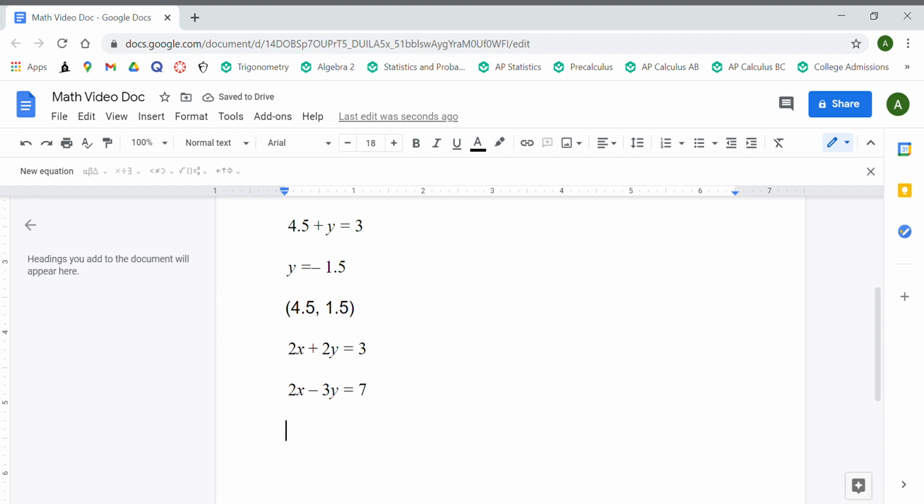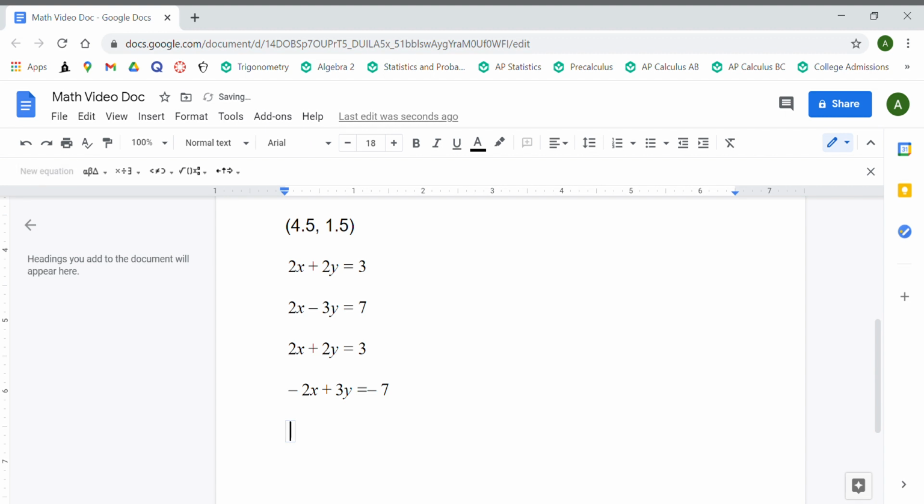Okay, so I'm going to rewrite the entire thing out again. We have 2x plus 2y equals 3. And then we're going to multiply everything here by negative 1, so we have negative 2x plus 3y equals negative 7. Then we add the two equations together, and we get 5y equal to negative 4. Divide both sides by 5, and you get y equal to negative 0.8.